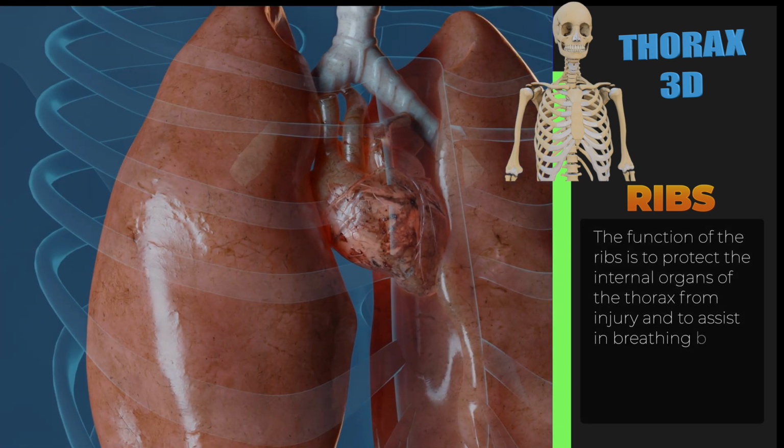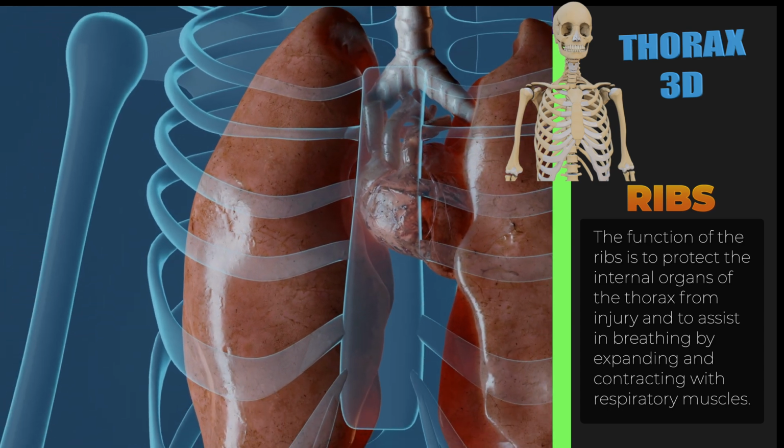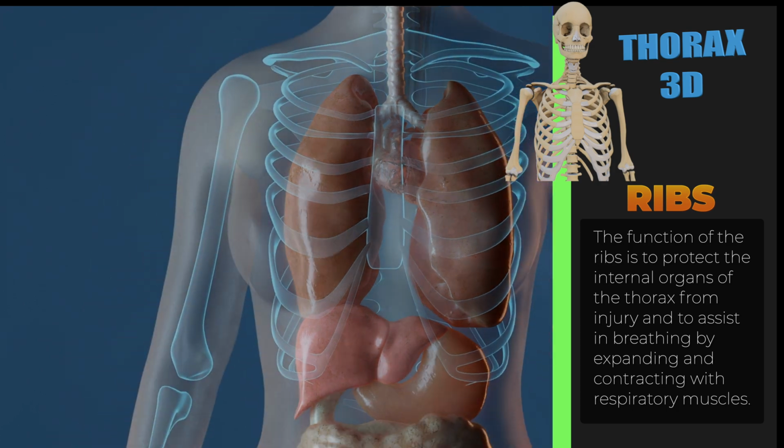The function of the ribs is to protect the internal organs of the thorax from injury and to assist in breathing by expanding and contracting with respiratory muscles.